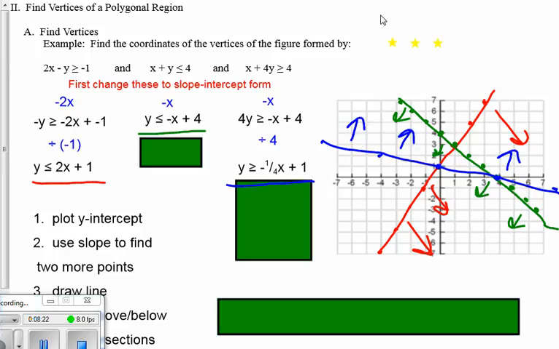The only shaded region that's going to be above the blue, below the red, and below the green is all of this stuff in here. So this is the only area that will work for our inequality.